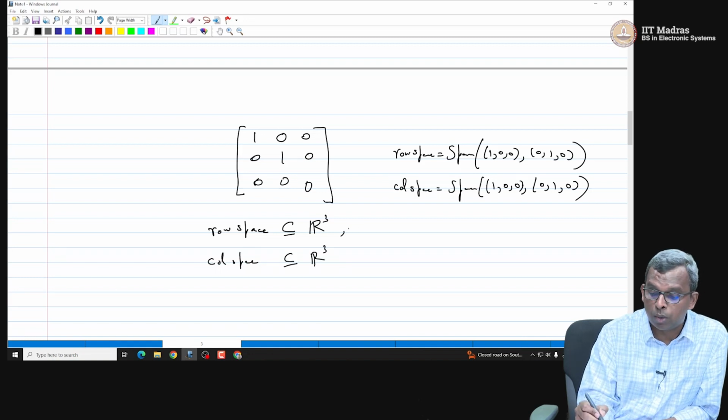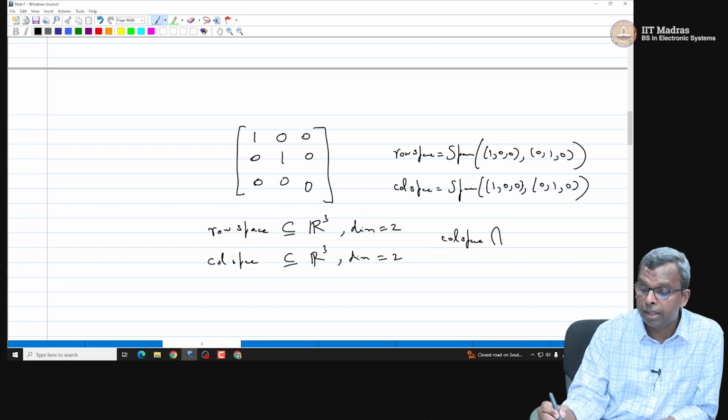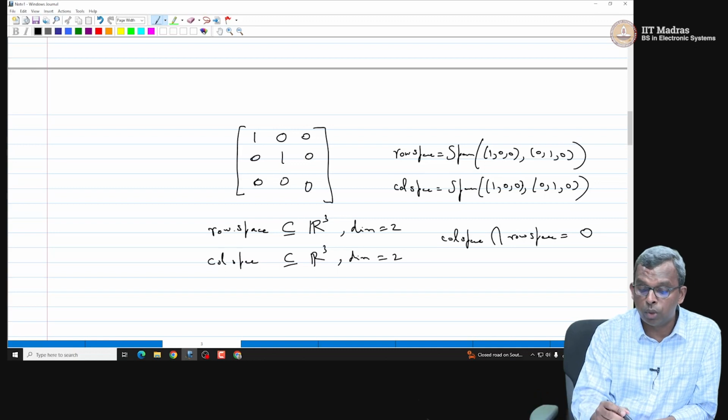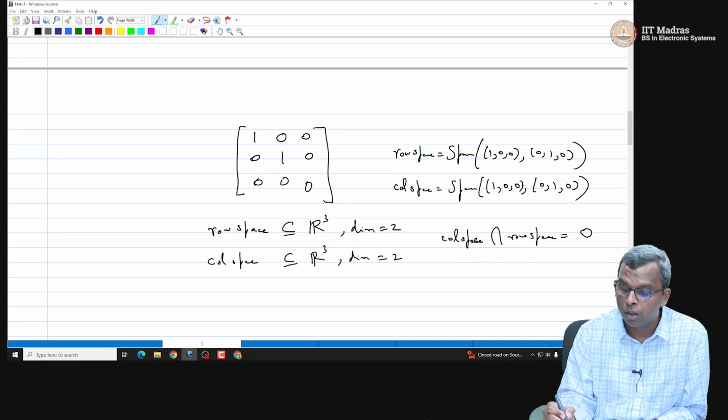The dimension is equal to 2, and it says column space intersect row space equals 0. So, these two intersect only at 0. Now, this is a very strong condition. Okay. So, this makes a lot of things not possible.